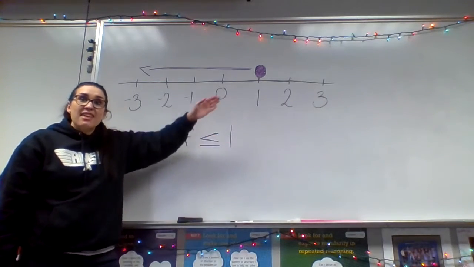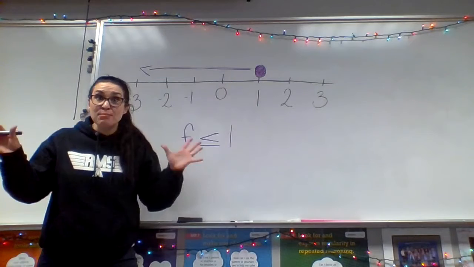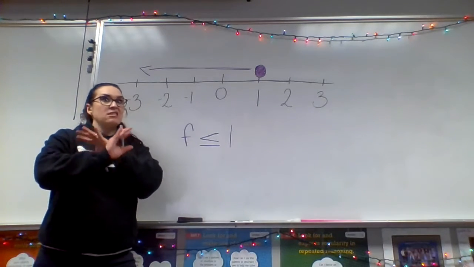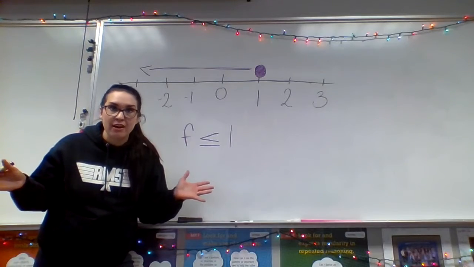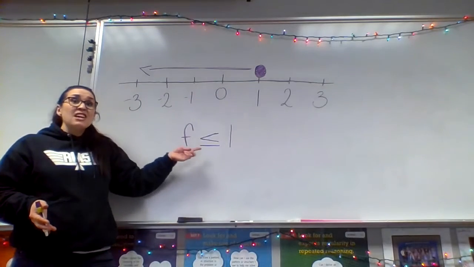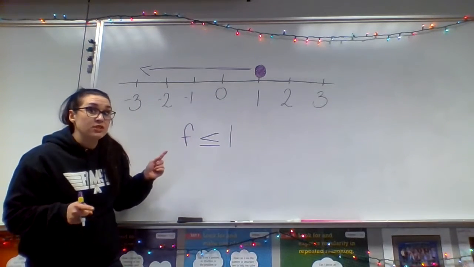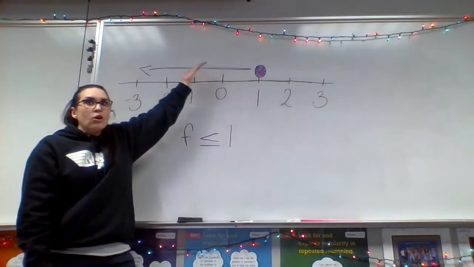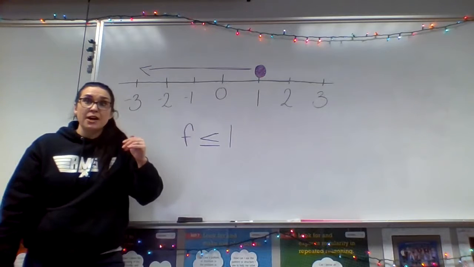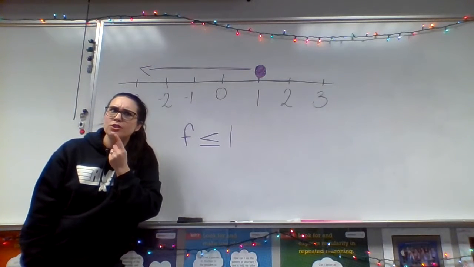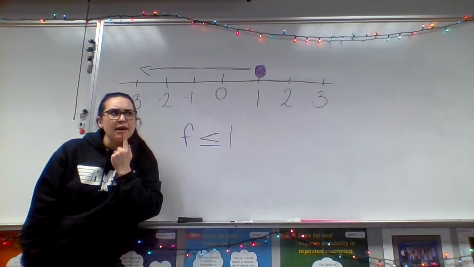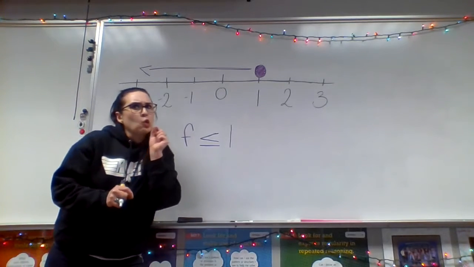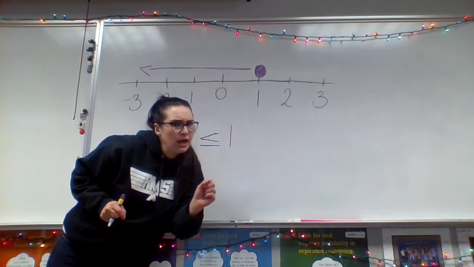That now tells me that 1 is a possible value of our variable, but it's not the only possible value of our variable, because remember, it's less than or equal to. That or, right? This is the equal to part, but that less than part is over here. Now, I wonder, how would you represent this relationship if it was f is greater than or equal to 1?